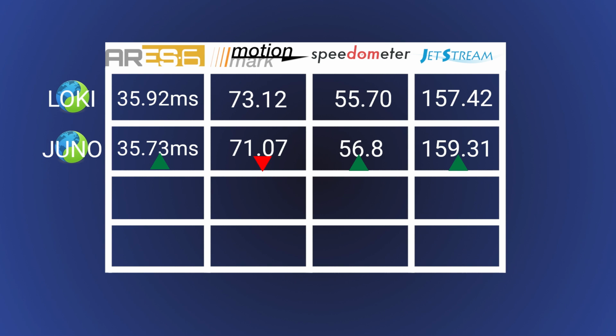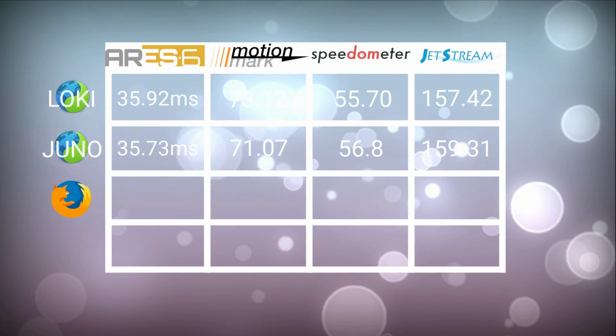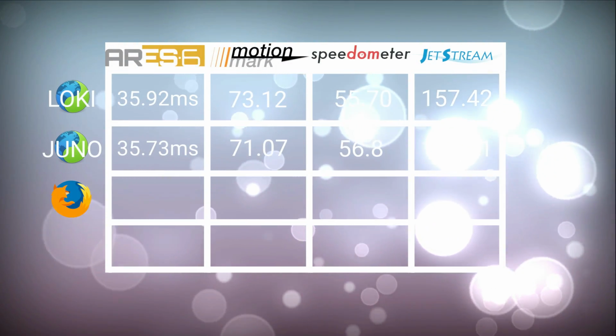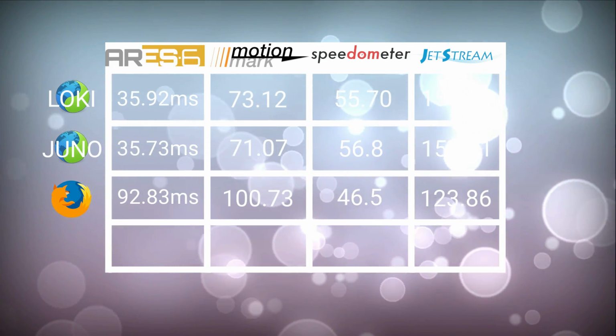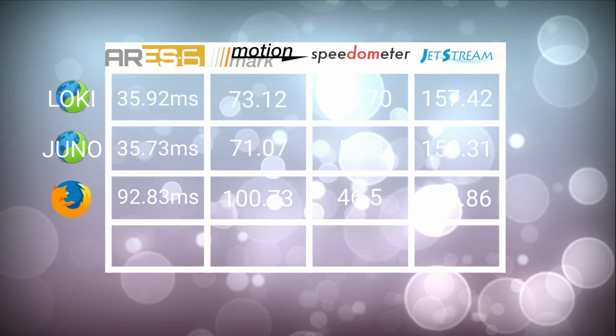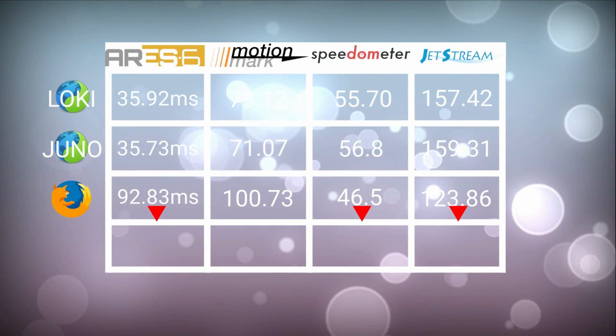So all in all, there doesn't seem to be a major improvement in Epiphany on Juno in terms of the rendering engine compared to Loki. But how does it compare to Firefox and Chrome on the same machine? Firefox got respective scores of 92.83, 100.73, 46.5, and 123.86. In general, Firefox on Linux seems to have worse JavaScript performance than Epiphany, which is a big surprise to me.